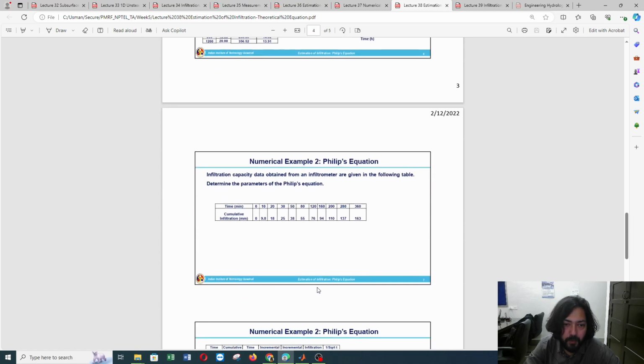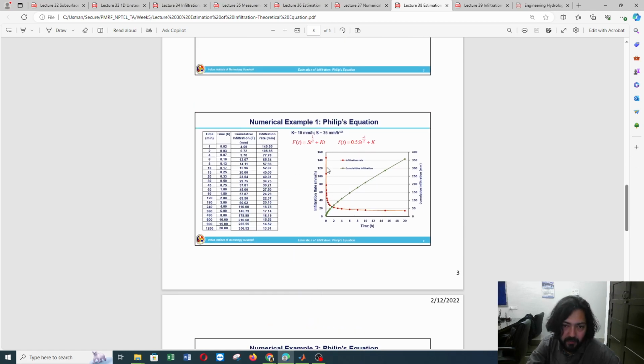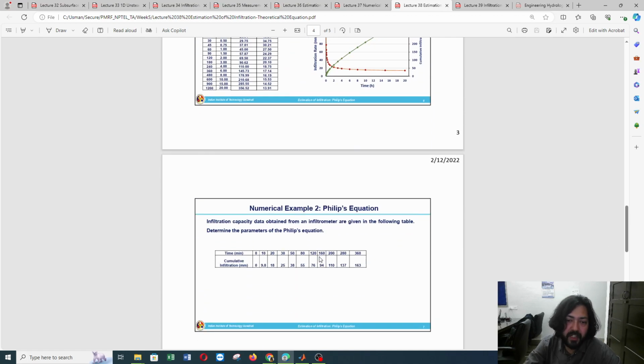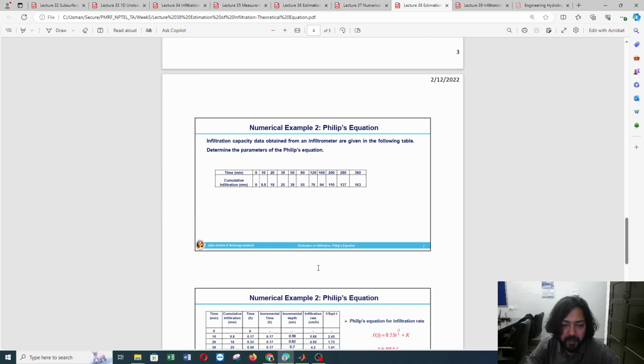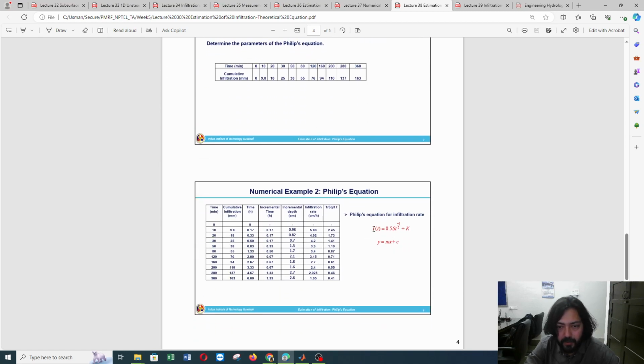So whenever we are supposed to calculate the parameters, what we are going to do is convert this equation of the infiltration curve, which is like an exponential equation, into a straight line, and then by comparing with the standard equation we can get the parameters, right? So see here also, this is the standard equation of infiltration rate. We are going to convert this equation into a straight line by simply taking natural log on both sides, right? We can do that. So let us see the procedure.